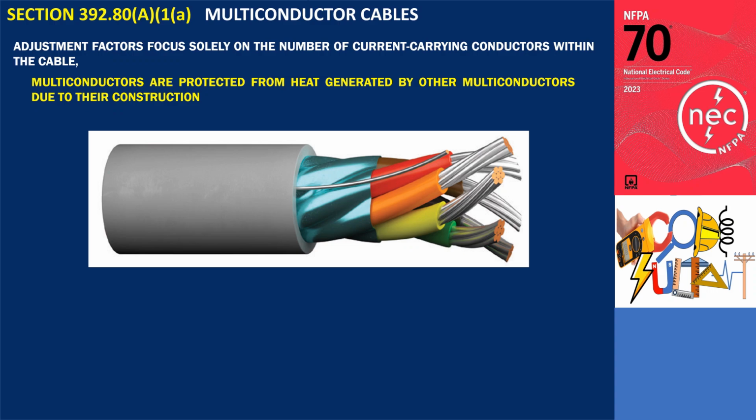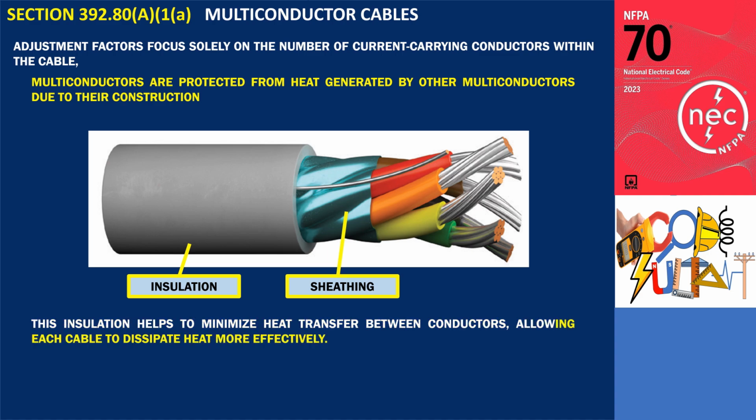is that multiconductors are protected from heat generated by other multiconductors due to their construction, which typically includes insulation and sheathing that provide thermal barriers. This insulation helps to minimize heat transfer between conductors, allowing each cable to dissipate heat more effectively.